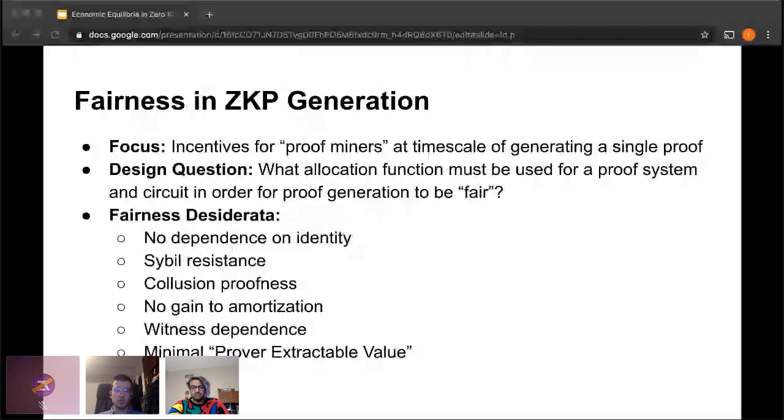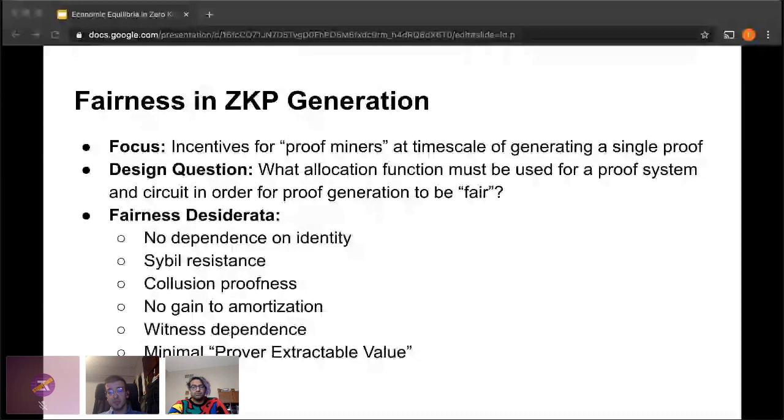And its opposite, the system should be collusion proof. So I should not be able to combine pool resources from multiple people to gain more than our collective fair share. There should be no gain to amortization. Formally doing this is a bit tricky. Intuitively, you can think of this as: if I've made 5 proofs in a row, the 6th proof should not take me less time than computing just one proof. So I do not have some sort of caching that I can do to get disproportionate gains.